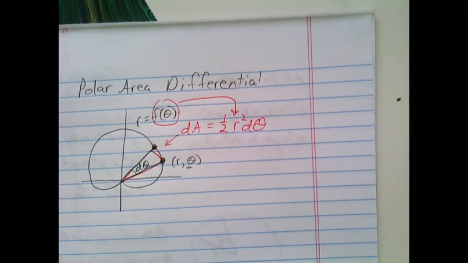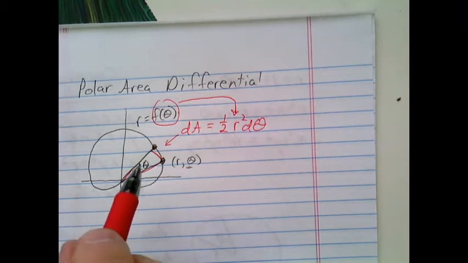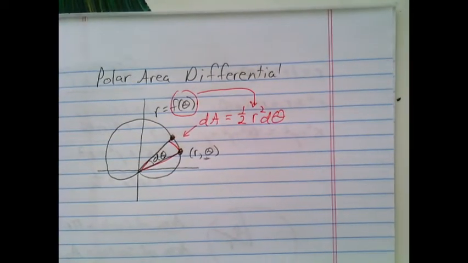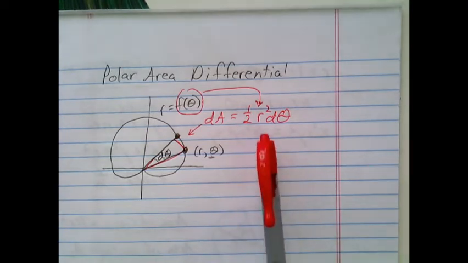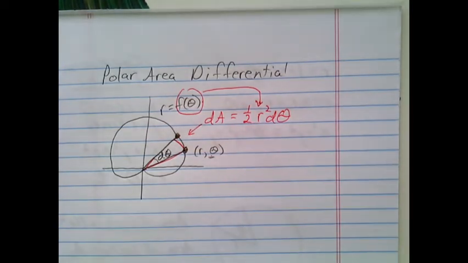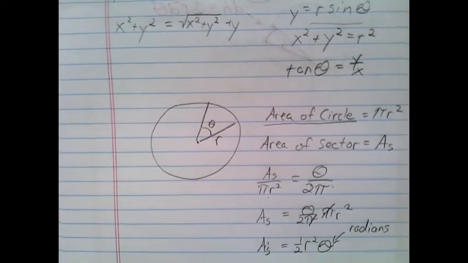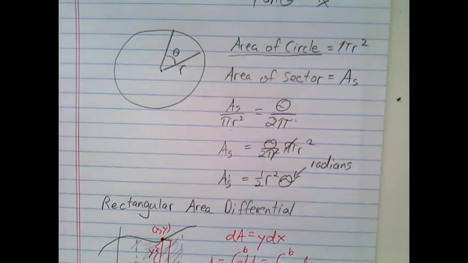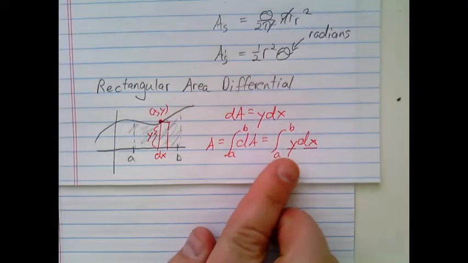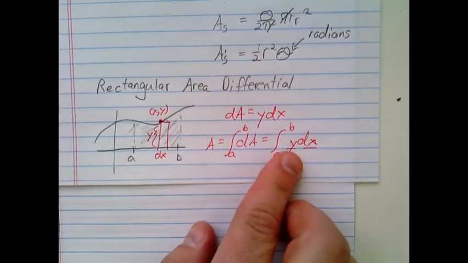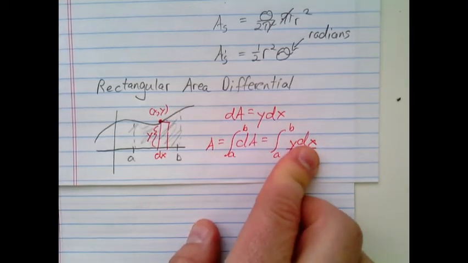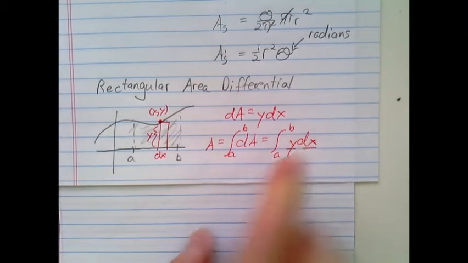Okay, this is my area differential. So if I want to compute an area using an integral of a polar curve, I need to use this as my setup. Instead of just, here y was some function of x, basically I'm just tossing that function into the integral, putting a dx next to it, and I'm ready to go.